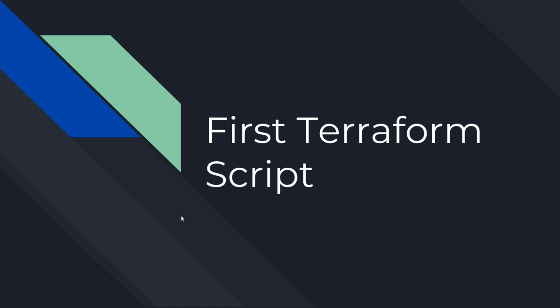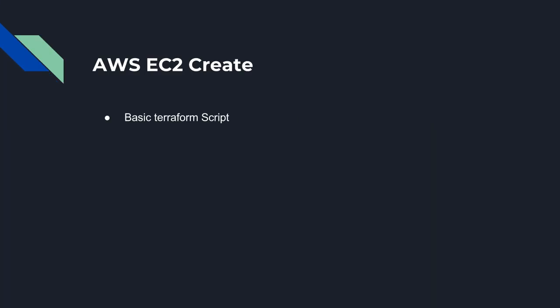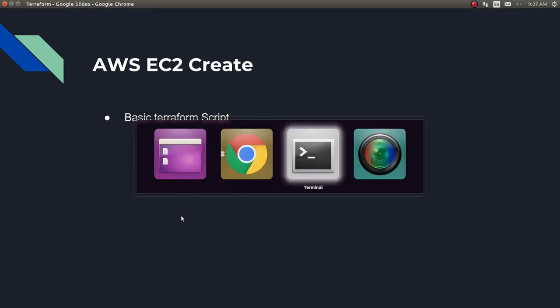As we have configured Terraform and the configuration with the AWS account is also done, let's create a new, basic script to create an EC2 instance in AWS. This is our first and basic script of Terraform. So let's try to understand how to create an EC2 instance in Terraform. Okay, so let's move to the script.